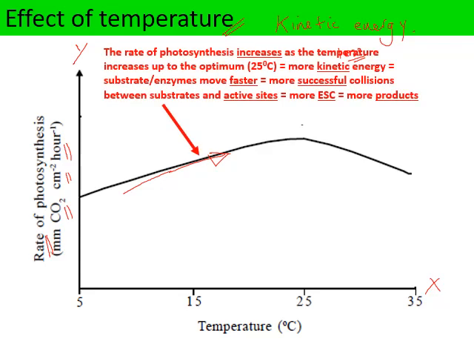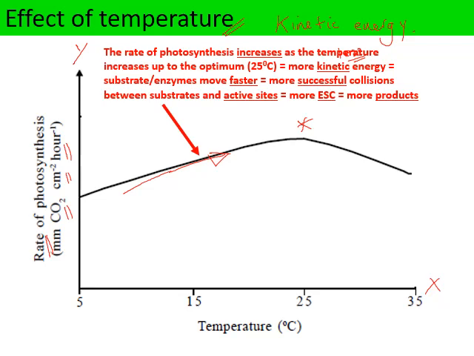So the optimum temperature is likely to be around 25 degrees Celsius. And here this is a balance between the most successful collisions between the substrate and the active site to get the most enzyme substrate complexes without altering the shape of the enzyme in any way. So the tertiary globular shape of the enzyme, and therefore the shape of the active site, remains the same and it's not changed at the optimum temperature.